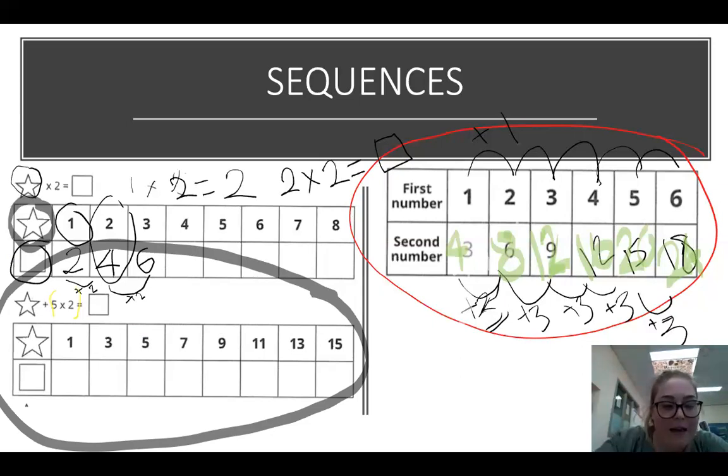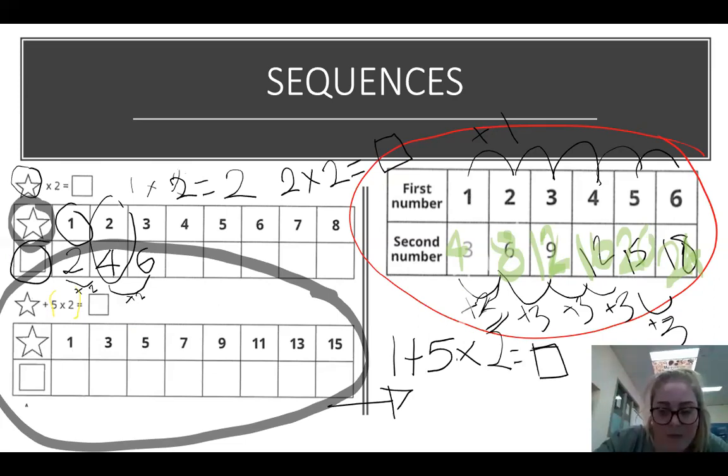So let's do what we did above and change our star to be a number. So our equation would be 1 plus 5 times 2 equals square. So we need to do our timesing first. So 5 times 2 equals 10, plus our 1 equals the square. So it will be 1 plus 10 equals square. So 11 equals square.